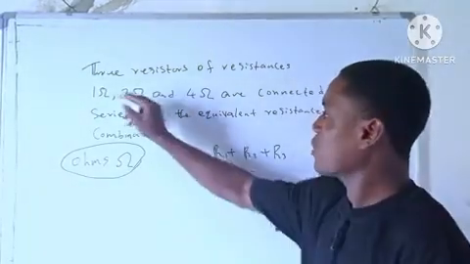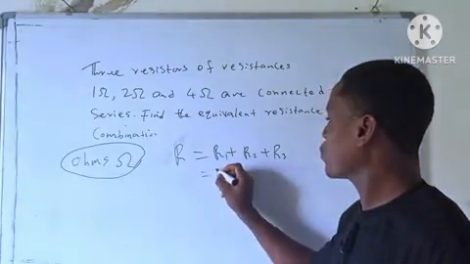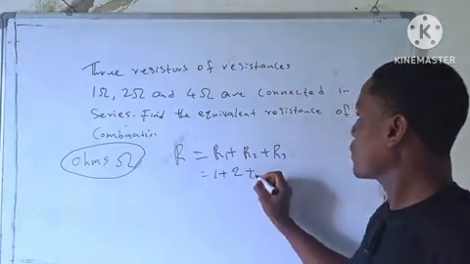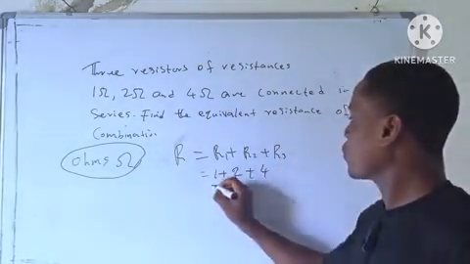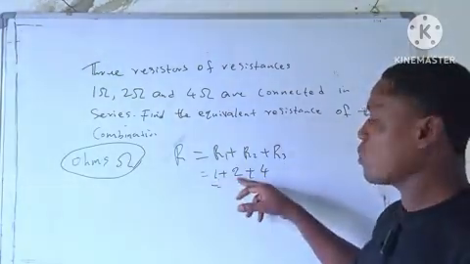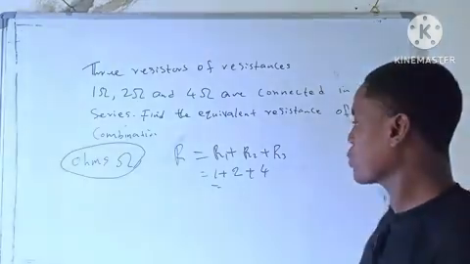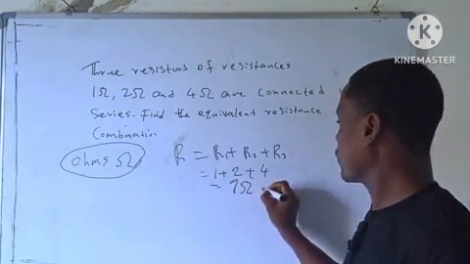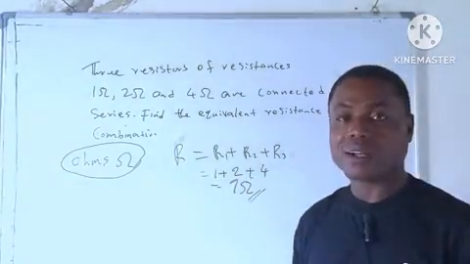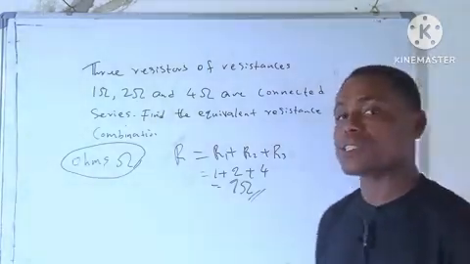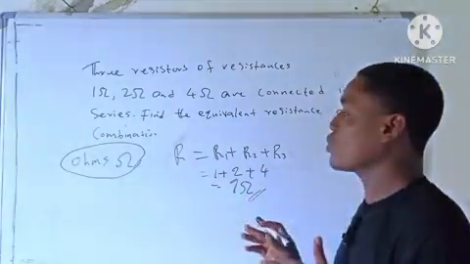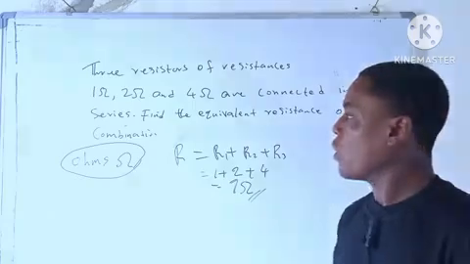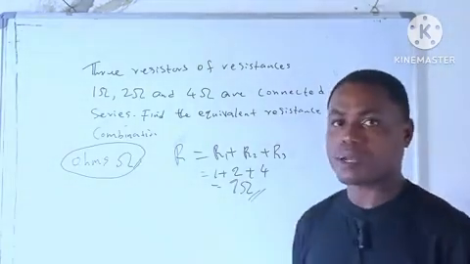Now, which one is the first one? The first one is 1, right? So equal to 1 plus the second one, which is 2, plus the third one, which is 4. So if you add everything together, 1 plus 2 is 3, 3 plus 4 is 7. Don't forget the unit. So this is the answer. So you see that questions under series are very simple, right? This is how to calculate questions under series connection. Are you getting it? Okay, let's do another example.